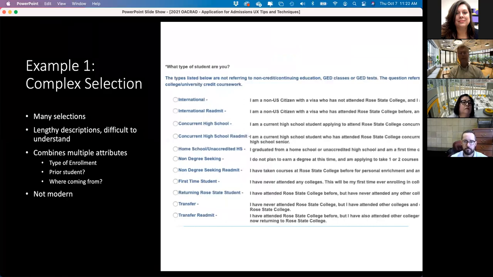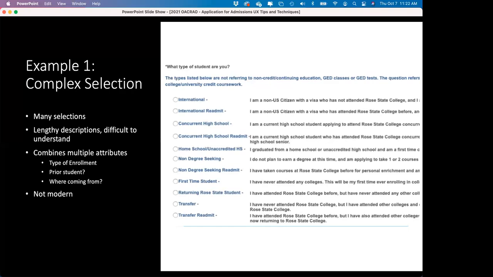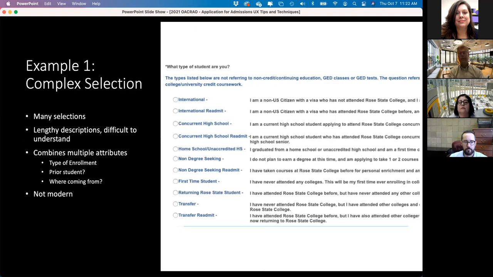And before we got started, you'll notice that there's a bunch of radio buttons where you're looking at what type of application it is. Is it an international one? Am I readmitting someone who was already there? You can see that's one of those things where there are lots of selections and you have to have a lot of text to explain what it means. And if you choose incorrectly, then you have to start all over again. That's what I call a complex selection piece.